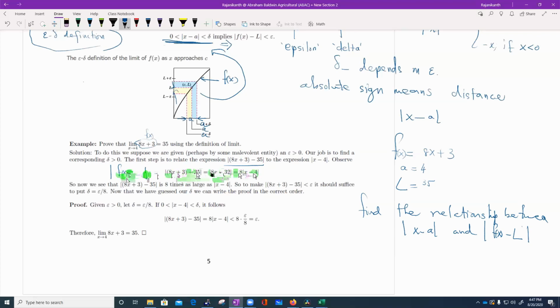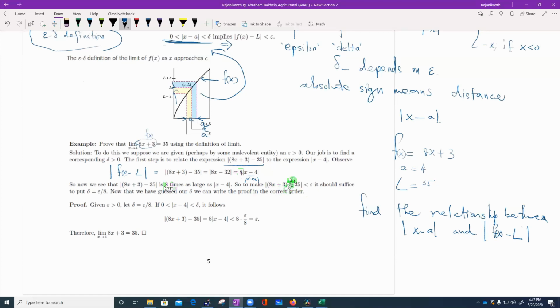Now this is going to be my absolute x minus a, right? So what they're trying to say is, you can write |f(x) minus L| as 8 times |x minus 4|. That is true, no? f(x) minus L is equal to 8 times x minus 4. So this guy is 8 times bigger than x minus 4. To make this happen, they are just simply guessing.